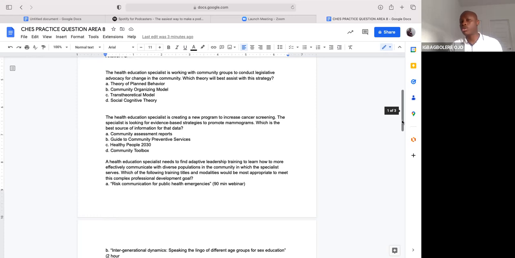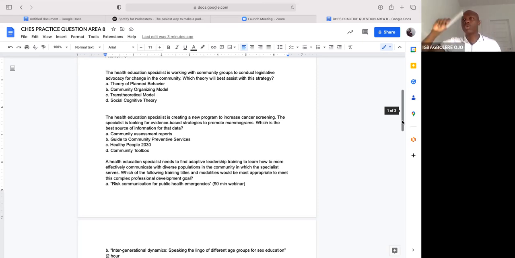Options B and C look so similar. Honestly, if this were not an exam, either of these two theories would fly in a program. Absolutely will fly. But let's look at option B. Option B says community organizing model, and option C says social cognitive theory. The community organizing model talks about applying a certain theory of change or advocacy within a large priority population.